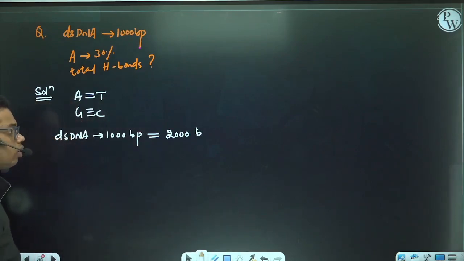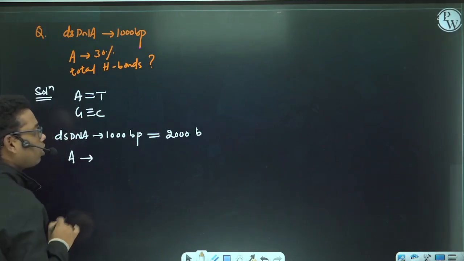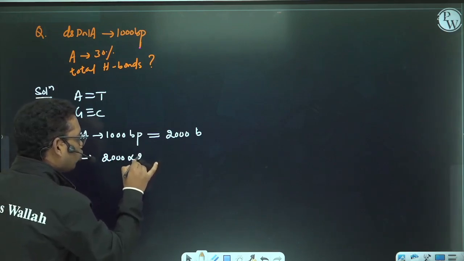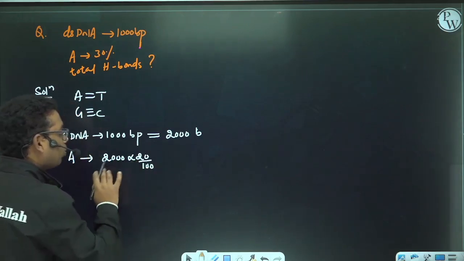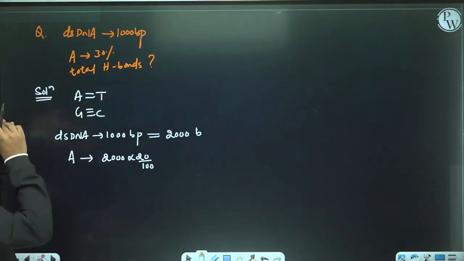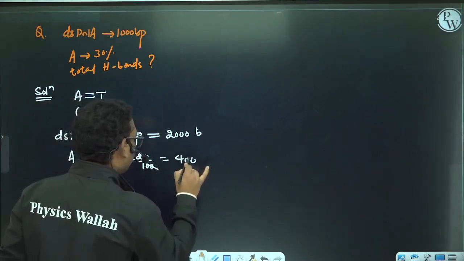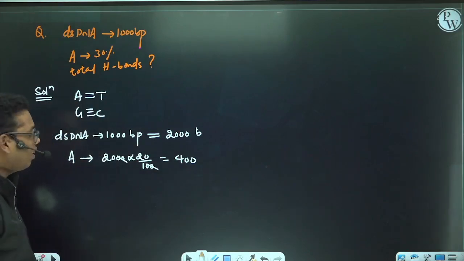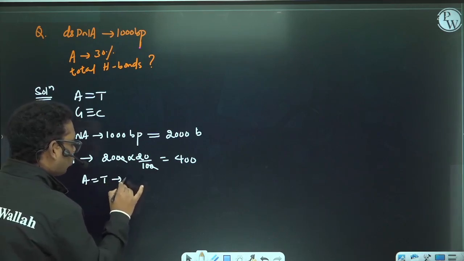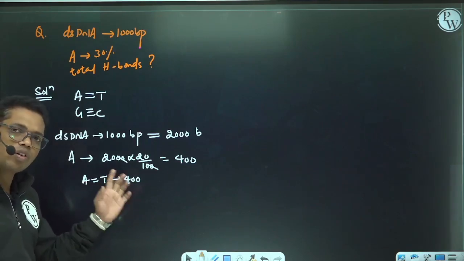2000 bases are there. So what is the amount of A? It is 20%. So 20% adenine means it will be 2000 into 20%, that means 20 into 100. This will be the number of adenine. Clear? So it will be 400. It will be 400 adenine. So if adenine is 400, thymine will also be 400. Both adenine and thymine are present 400.